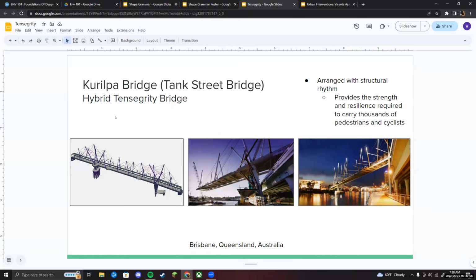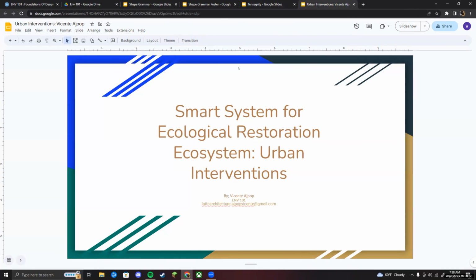So this right here is some more pictures of the bridge. This is actually like a CAD model that I found. This was a picture of it when it was under construction. And this was also under construction before it was finished. That's it for my tensegrity.